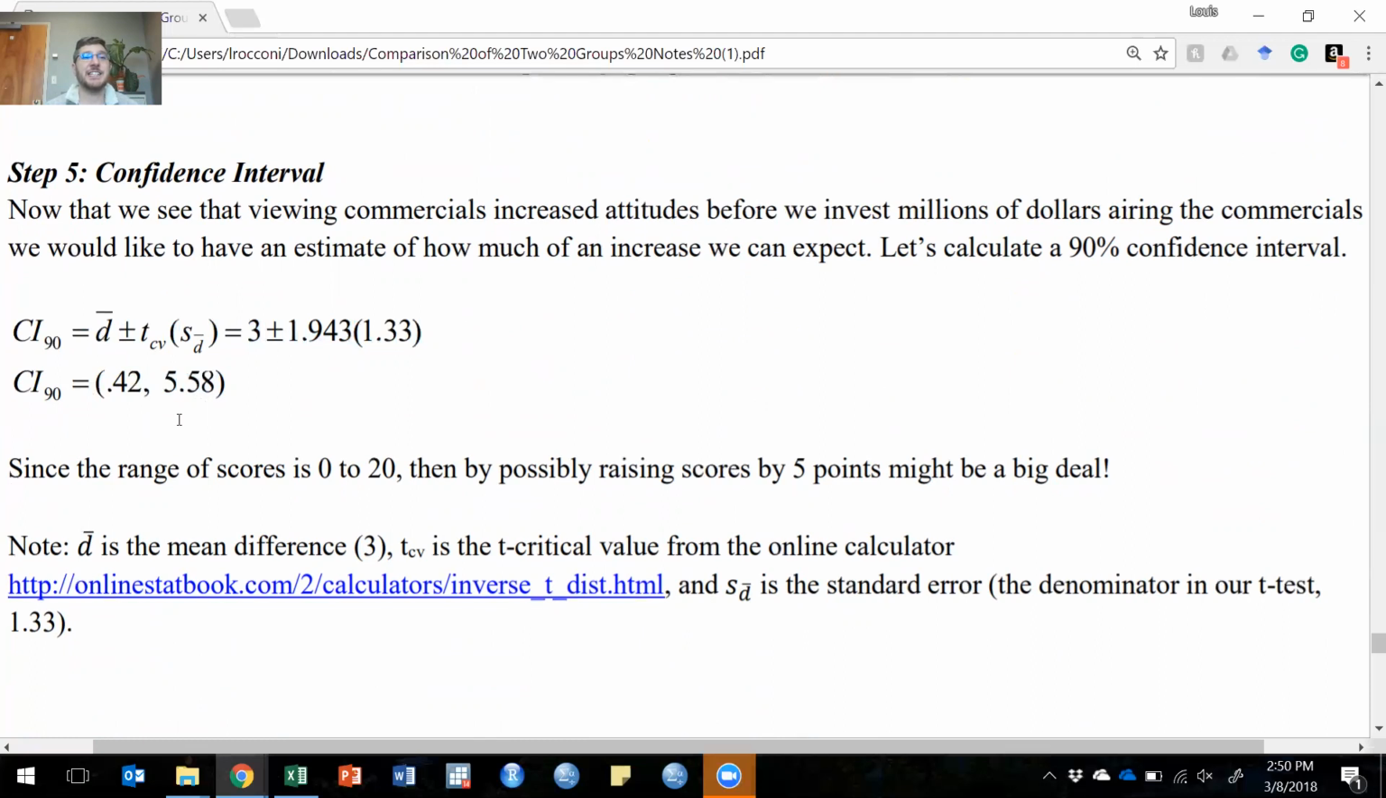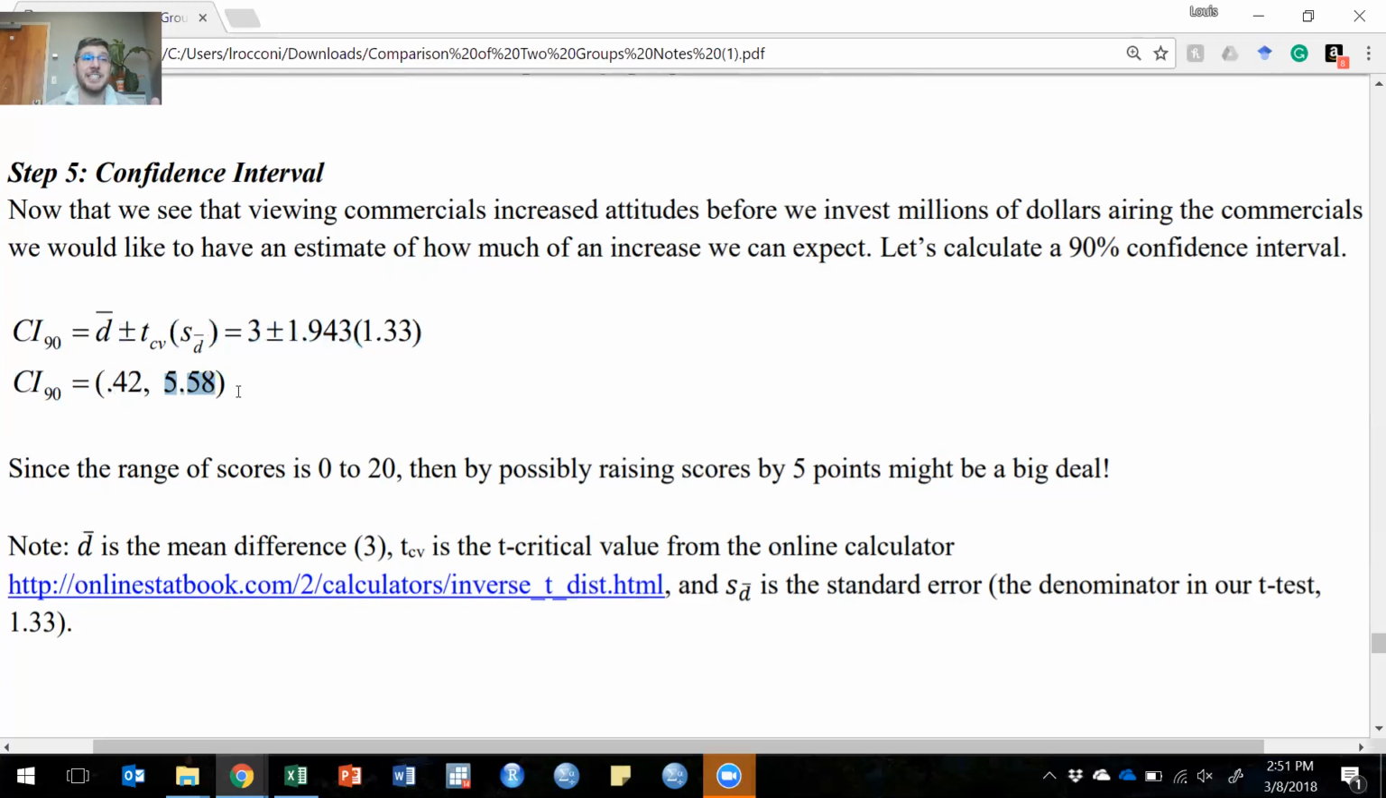What the confidence interval is giving you is your estimate of what the difference may be in the population. So the difference in people's opinion could be as low as 0.42 or as high as around 6. It could be a 6-point change. So it's giving us a range of where the population parameter might lie.